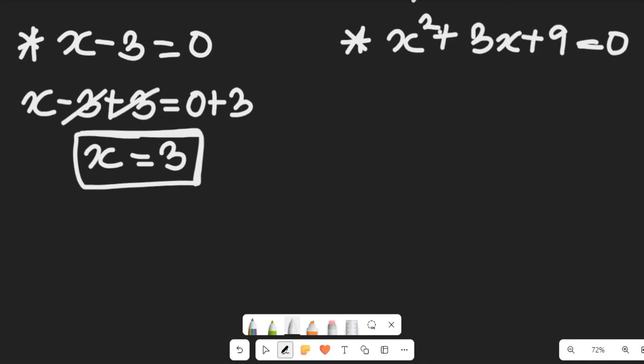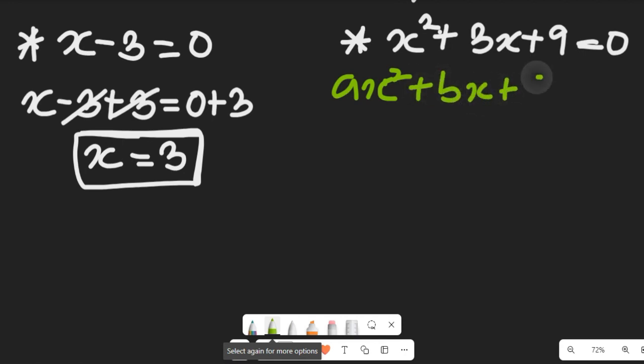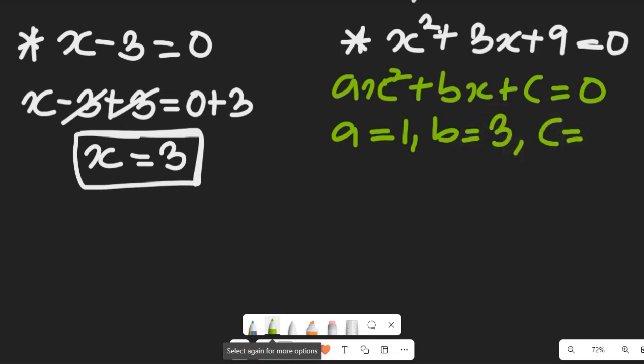And when multiplied they give us 9, when they add, they give us 3. So what we are going to do is to use the quadratic formula. From the quadratic formula, if we compare this expression to ax squared plus bx plus c equal to 0, which is the general expression for the quadratic formula, you see that comparing that, a is equal to 1, b is equal to 3, and what do we have? C will be equal to 9.